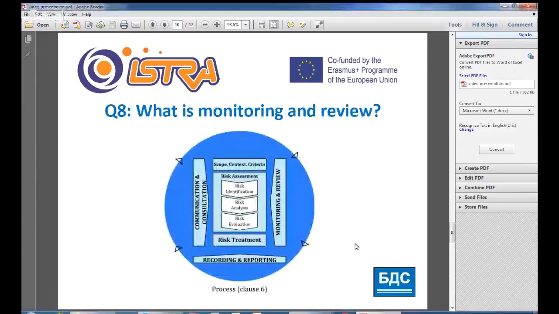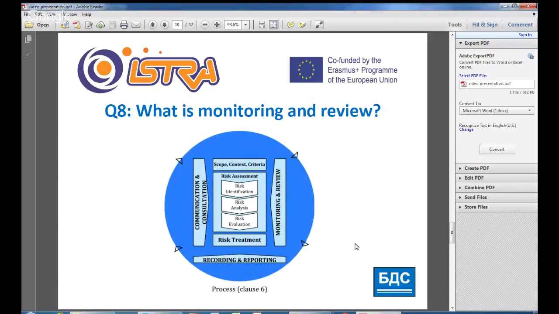Next question, number 8. What is monitoring and review? We have already mentioned the monitoring and review activities in some previous slides. Let's go back to the figure of processes.